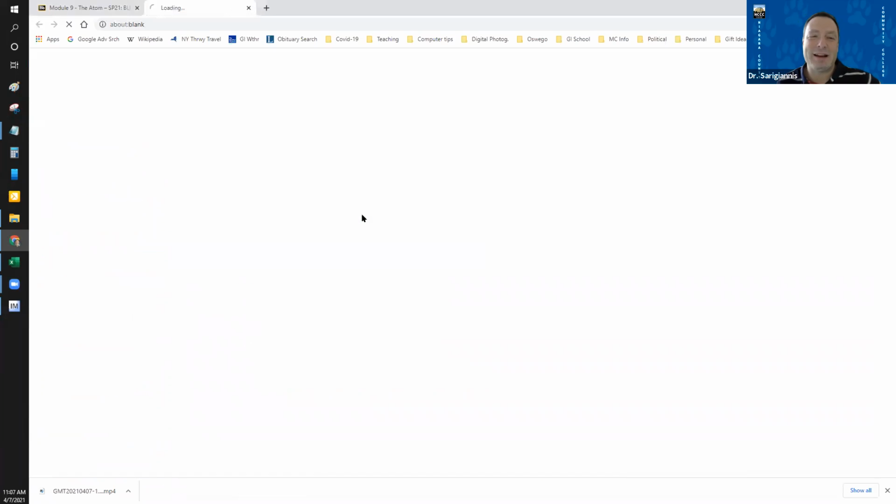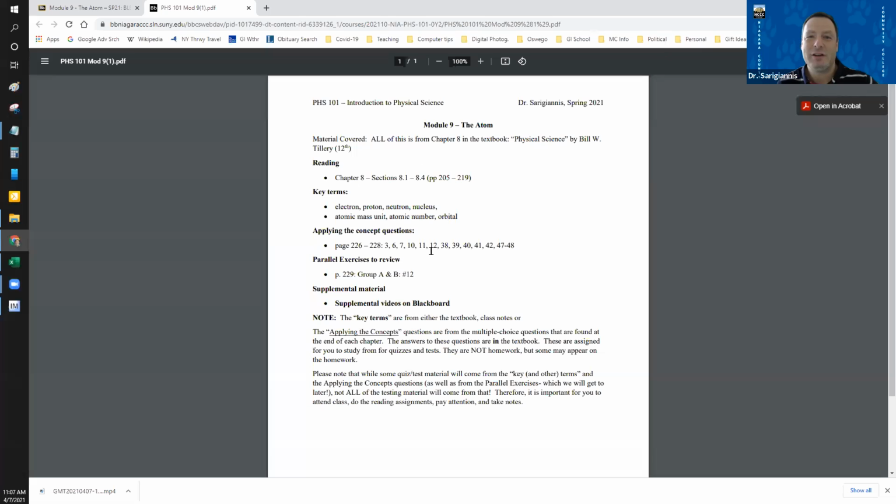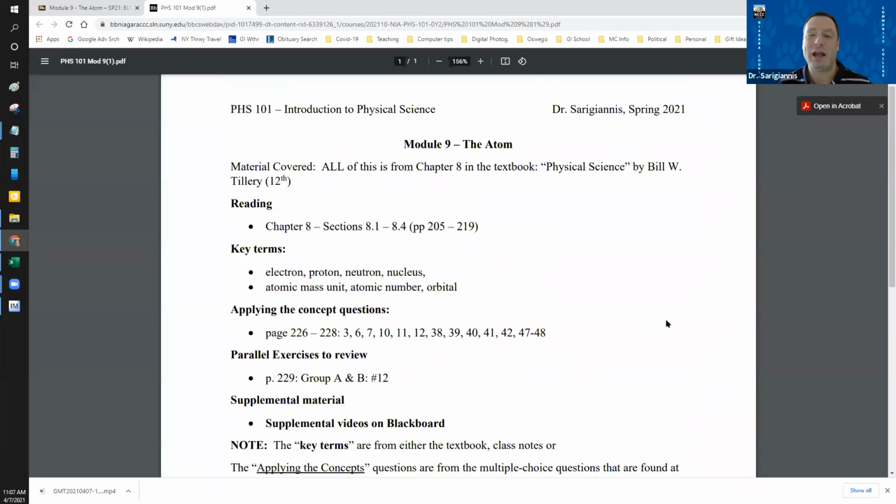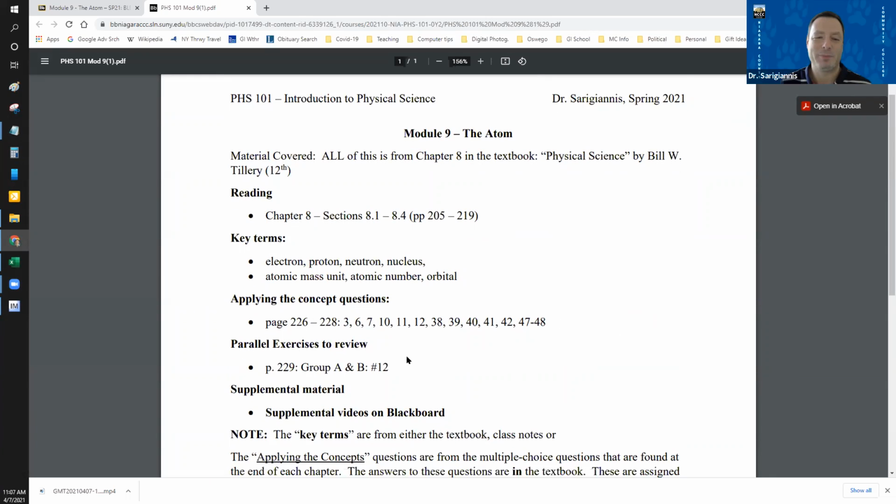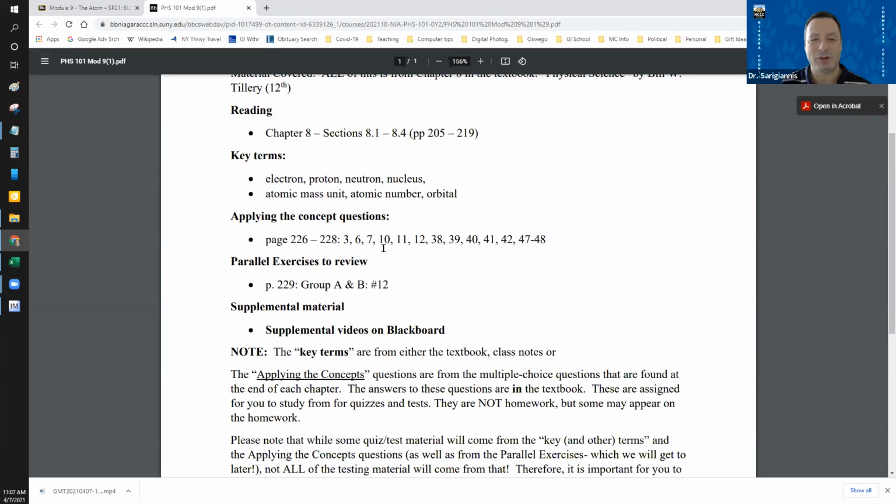The overview for module 9 is here. This is again a PDF just outlining basically all of chapter 8. The applying the concept questions, again, not all of these are on the homework quiz, but you should review them. The answers are in your textbook, so the homework's not intended to be difficult. It's intended to be there for you to use to quiz yourself. So you read the chapter, go through the homework, oh, I got some wrong, go back, do it again. So you learn the material.